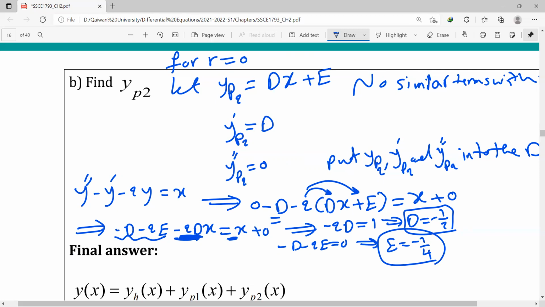Sorry, 1/4, not minus 1/4. The minus becomes positive, and then it becomes 1/4. This is 1/4. That's d and e.